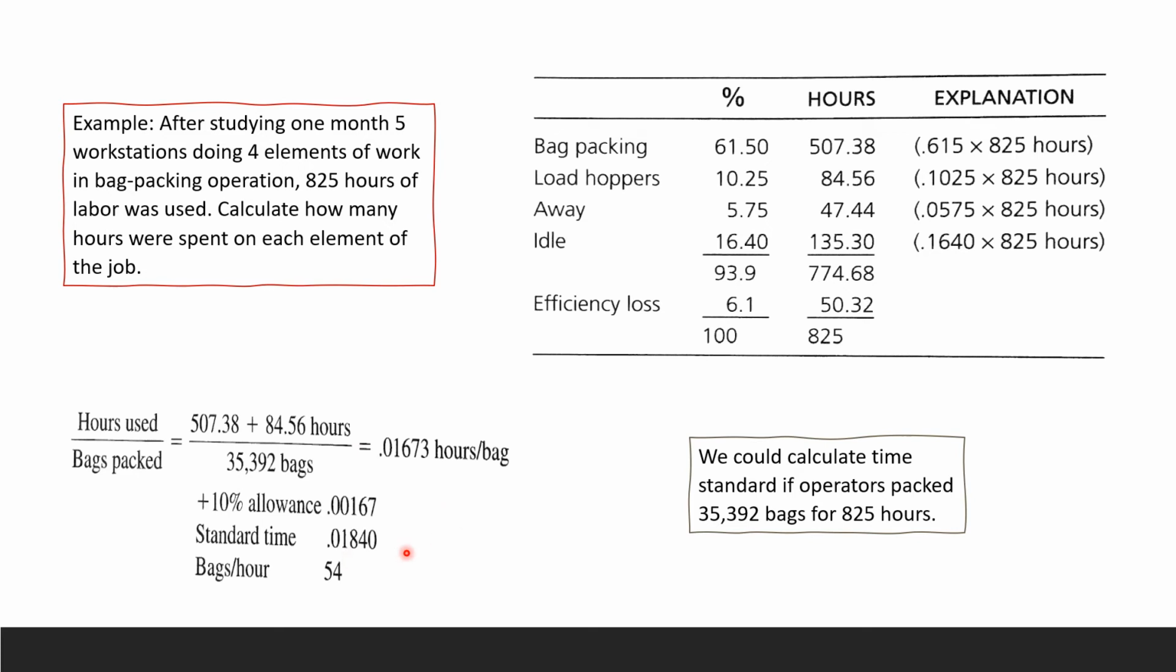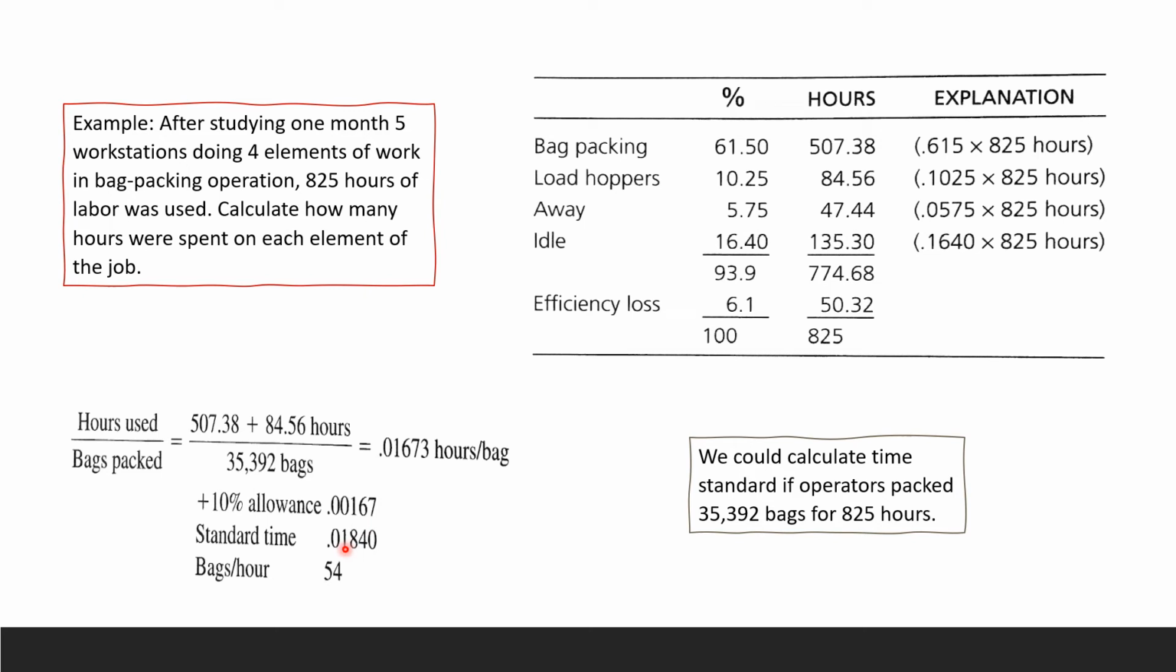In this case, our standard time here is this allowance and that allowance. So don't forget to add this allowance. First you're going to add 0.01673 and then 0.00167. Add this.